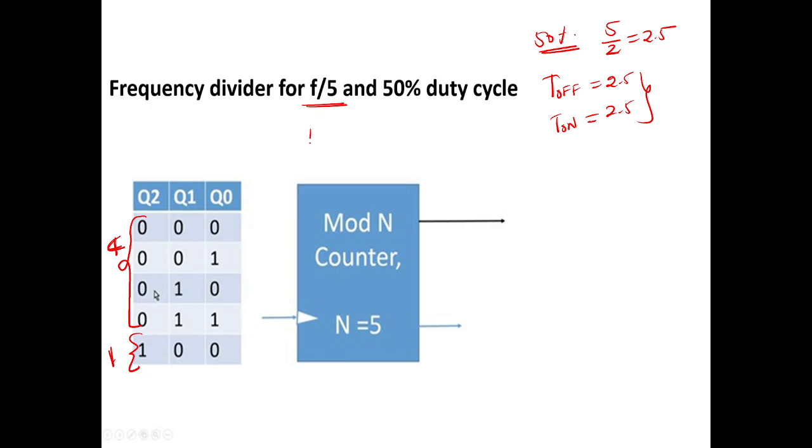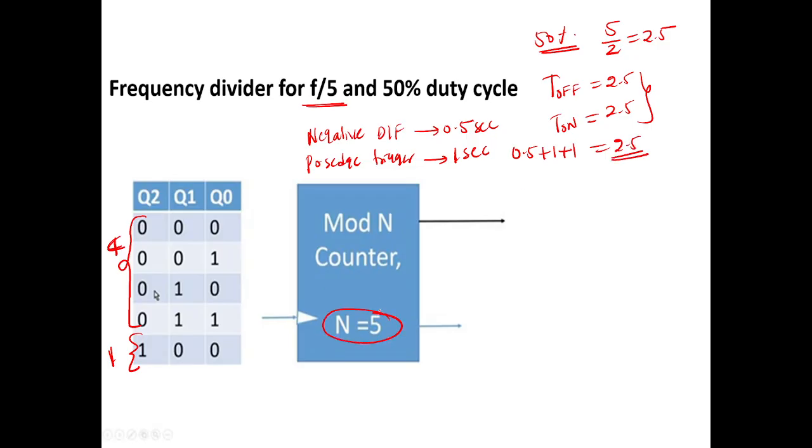So what I can use here is one negative edge trigger D flip flop, that will alter by 0.5 seconds, and another positive edge trigger D flip flop, that will alter by 1 second. So that means 0.5 plus 1, and again the 1 on state is already there, so you'll get 2.5. Anyway, this is a mod 5 counter you are using, but the duty cycle is not 50%.